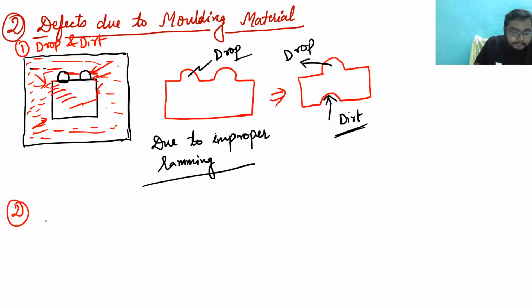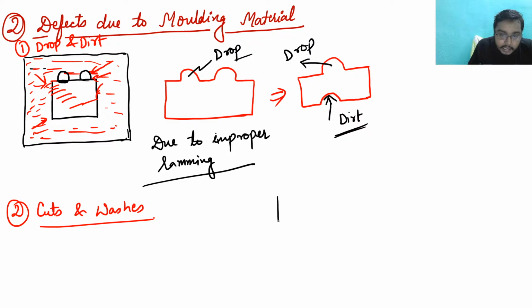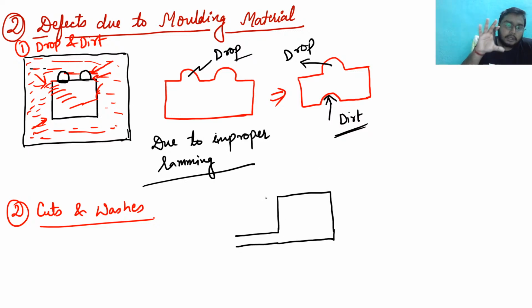Next defect is known as cuts and washes. Okay, so what is this cuts and washes? Suppose that I have a casting like this, and this is my gate. Again I'm telling you that all the defects due to the molding material are only and only due to the improper ramming. So keep in mind that defects due to the molding materials are due to the improper ramming.